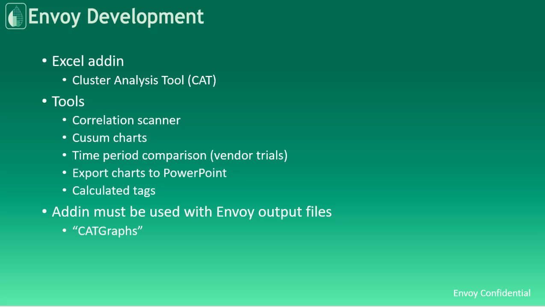The add-in is used to do analysis such as correlations and comparing time periods, as well as plotting tags and other functions. The add-in must be used with Envoy output files, which will almost always have cat graphs as the file name.